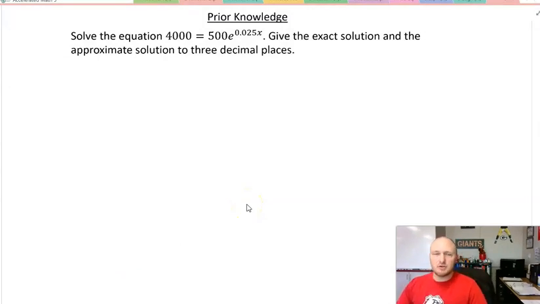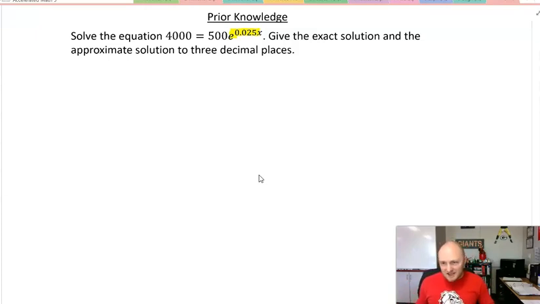Solve the equation 4000 equals 500 e to the power of 0.025x. Give the exact solution and the approximate solution to 3 decimal places. So just a reminder, with exponential equations, the main thing in order to undo an exponential, you need a logarithm. So you're going to have to isolate your exponential.